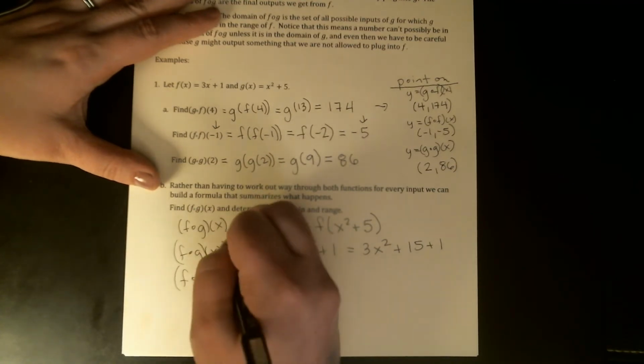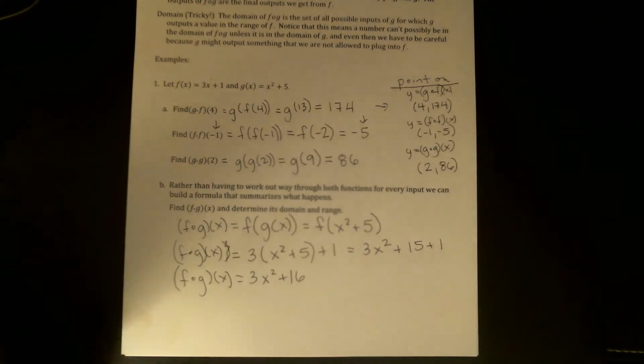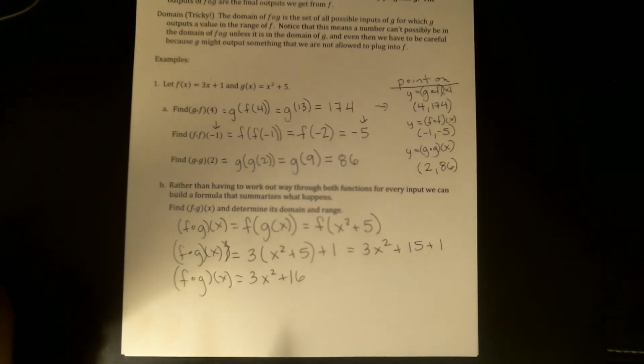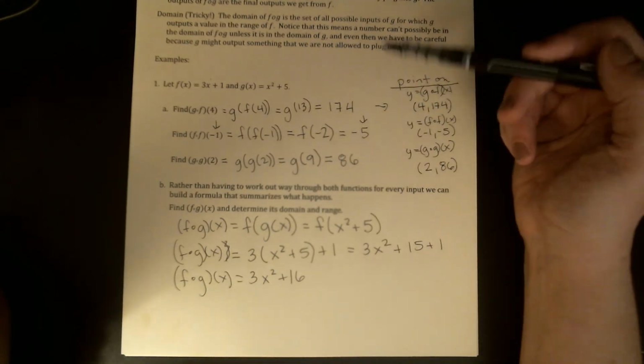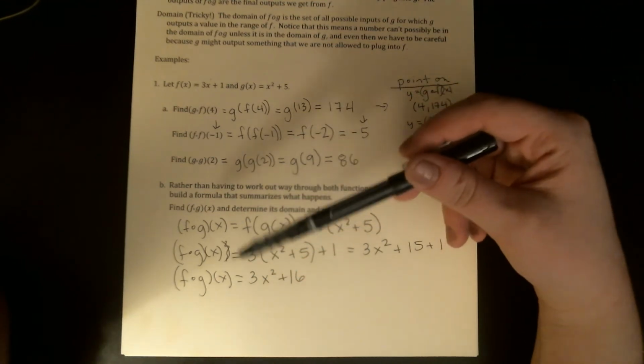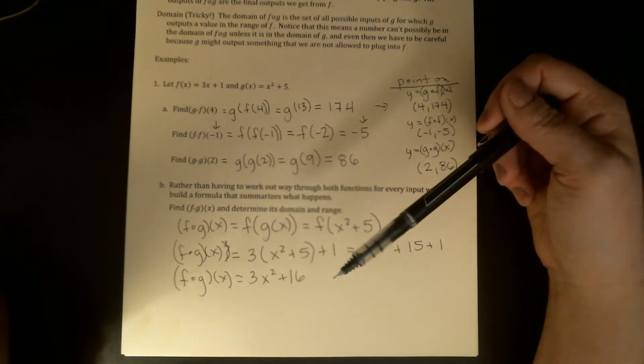Oops, got an extra parenthesis. Okay, so this formula should now take me directly from input that goes into g to the output that comes out of f. And we already did one of these, so we can double check it. Let's see our f of g. Oh, I lied. We didn't already do one of these.